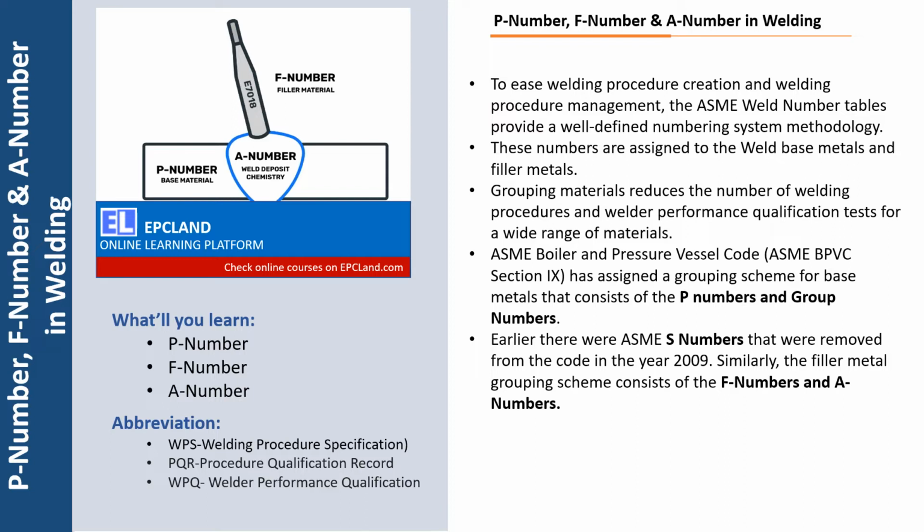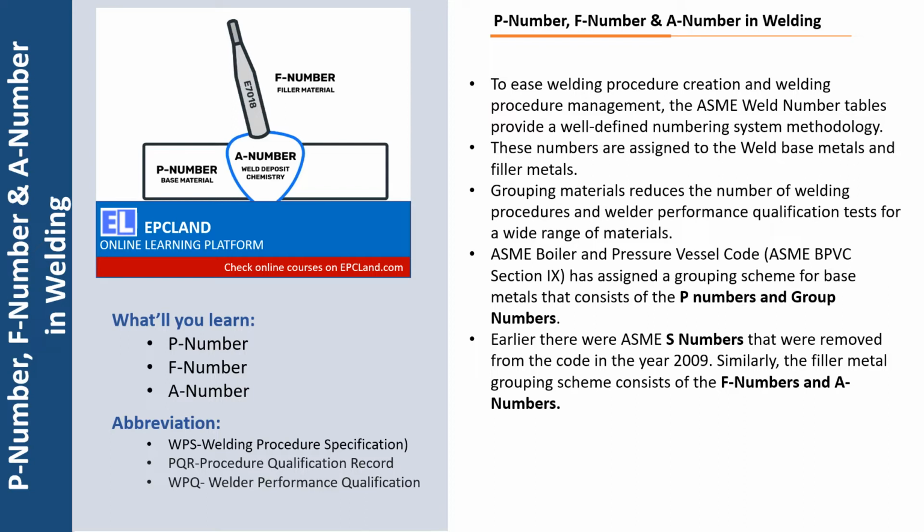At the same time, ASME boiler pressure vessel code, ASME BPVC Section 9, has assigned a grouping scheme for base metals that consists of P numbers and group numbers. So what we are trying to say here is ASME BPVC Section 9 is standardizing it. It is allocating P numbers and group numbers so that we can minimize the number of activities. We can minimize the performance tests, performance qualification records, welding procedures.